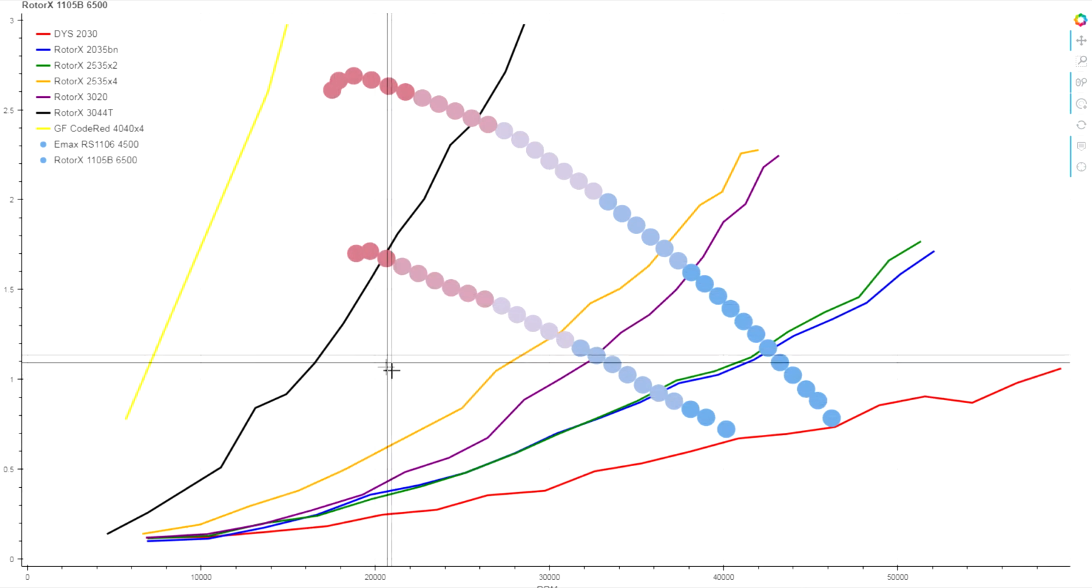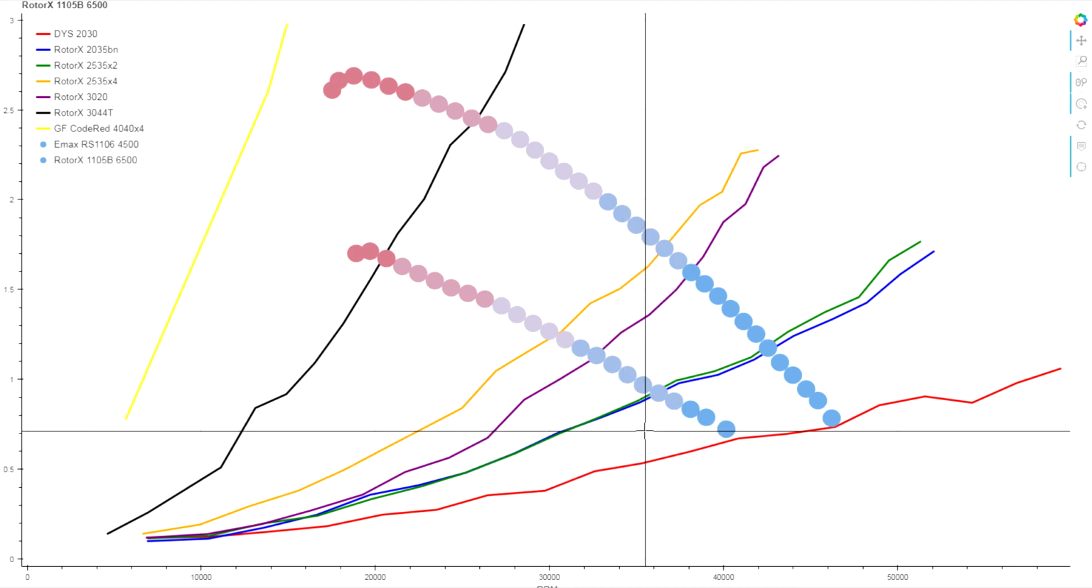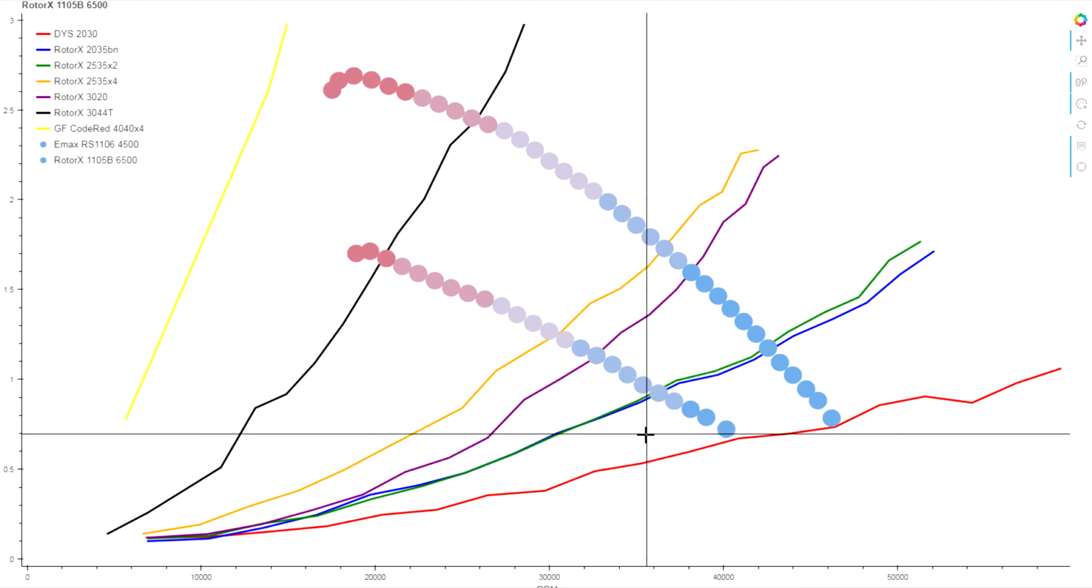Just how much you care about that acceleration versus efficiency versus your peak power is really just all up to your individual application.